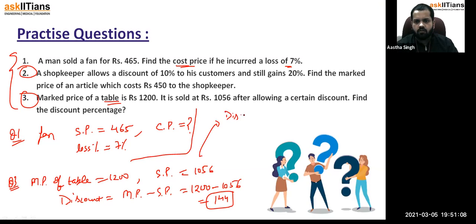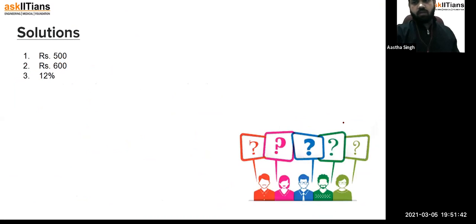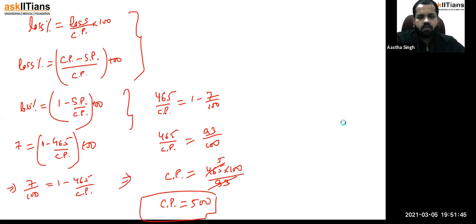So discount percentage is what? Discount divided by market price into 100. Just put in the values. Discount is 144, market price is 1200, multiplied by 100. 20 and 20 will cancel out, and 12. So the discount percentage will be 12%. Do the second question as your homework, guys. So 12% will be your answer, and 500 for your first question, the cost price.